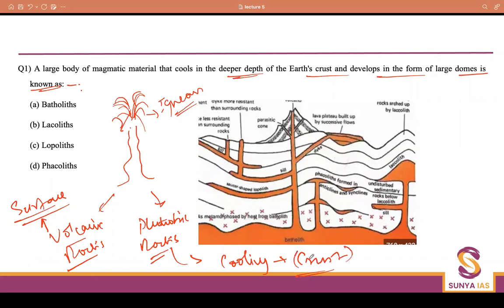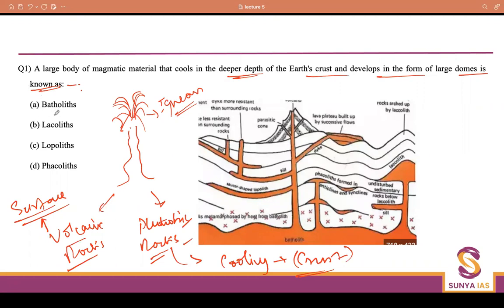Those types of rocks or landforms which are formed when the cooling of magma takes place inside the crust, that means the magma is not reaching above the surface, it's not becoming lava, and it is getting cooled down somewhere inside the layers of earth, those are known as plutonic rocks. Now, what options do we have?